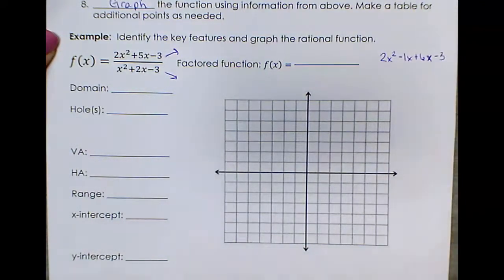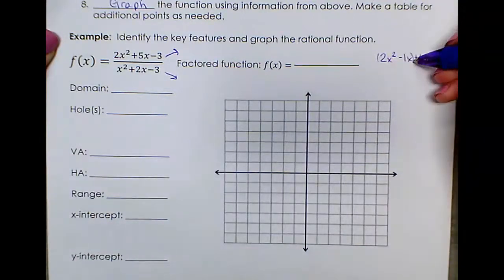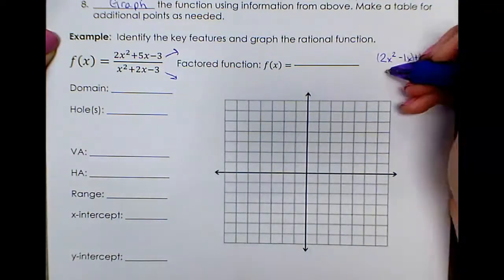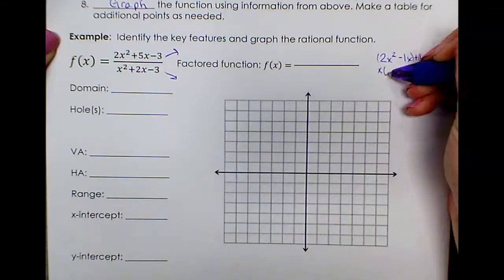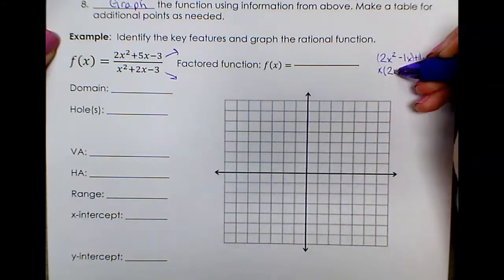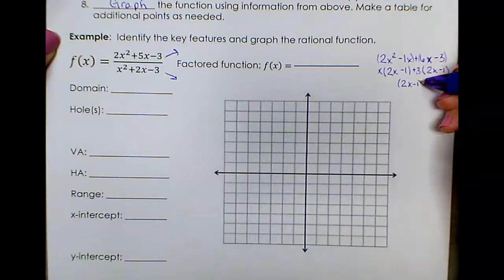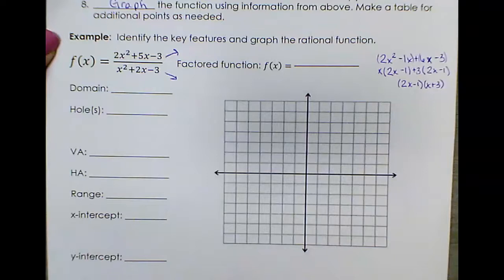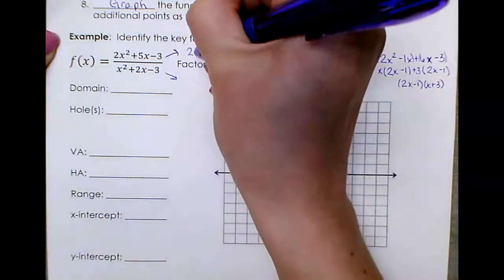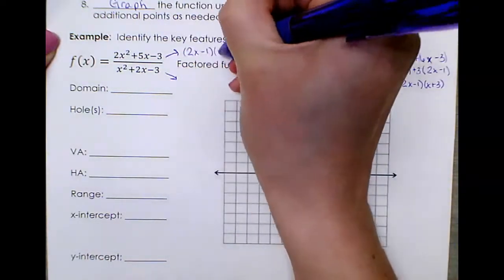And then I'm going to factor by grouping. So I'm going to group these terms and these terms. I'm going to take out an x, and I'm left with 2x minus 1. Here I'm going to take out a 3, and I'm left with 2x minus 1. So one of my factors is 2x minus 1, and the other one is x plus 3. So that's how I get my factored numerator: 2x minus 1 and x plus 3.